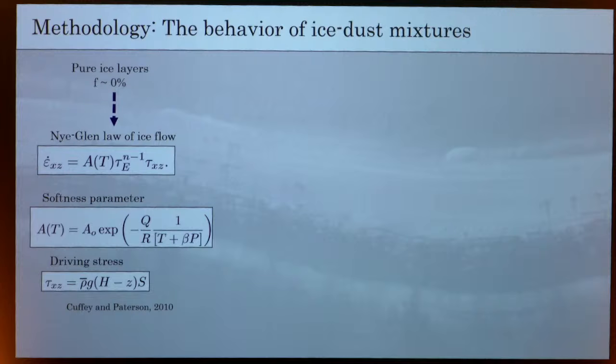So these are the equations, essentially. Driving stress is the driving force. The response to the driving force is the Nye-Glen law of ice flow. This is the typical flow relationship for ice. You apply some pressure on it, and it deforms accordingly. The softness parameter, the A parameter there, is very sensitive to temperature. And we're going to be running cold and warm NPLD scenarios, because as we play with the obliquity, we are changing the temperature of the ice sheet also.